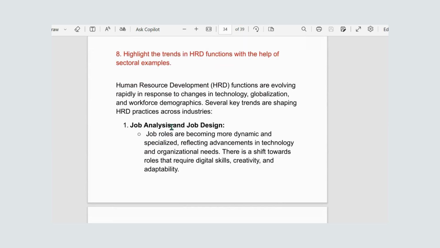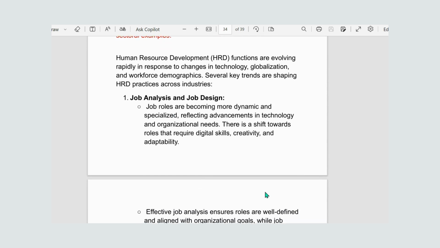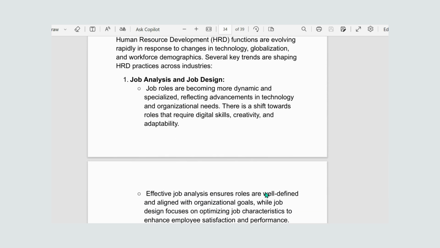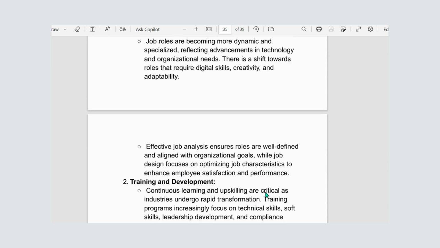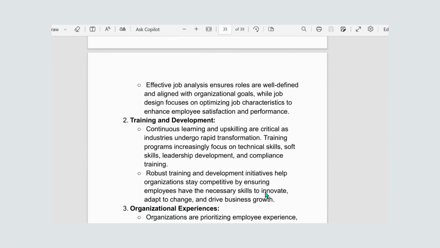The HRD functions are evolving rapidly due to the dynamic environment, globalization, and technology. So let's see the key trends that shape HRD practices. Job analysis and job design is one of the most important key trends, and job roles are becoming dynamic and specialized because of the advancement in technology in today's world. We can see a shift of roles between digital skills and creativity and adaptability, right? Effective job analysis ensures roles are well defined and aligned with the organizational goals.